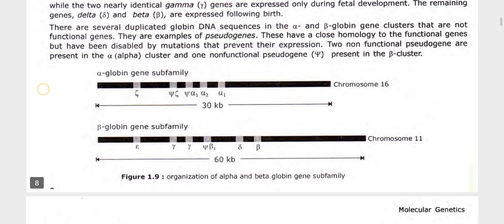There are several duplicated globin DNA sequences in the alpha and beta globin gene clusters that are not functional genes. They are examples of pseudogenes. They have a close homology to the functional genes but have been disabled by mutations that prevent their expression. 2 non-functional pseudogenes are present in the alpha cluster and 1 non-functional pseudogene is present in the beta cluster.